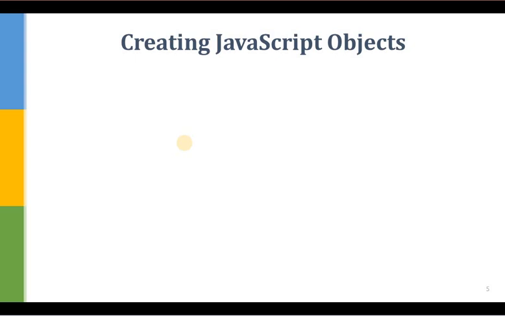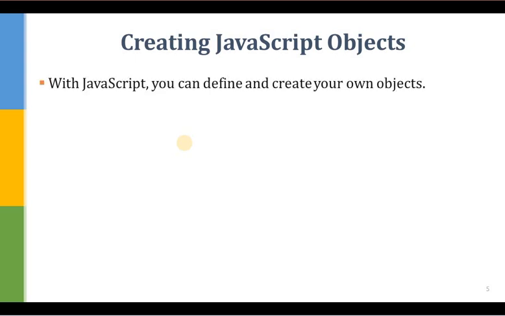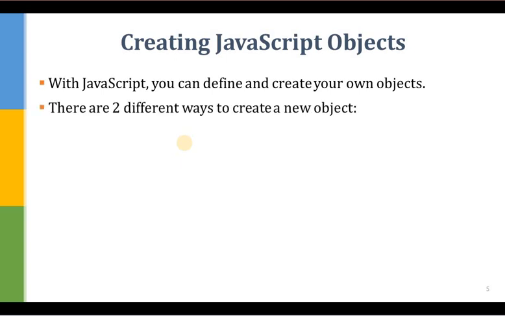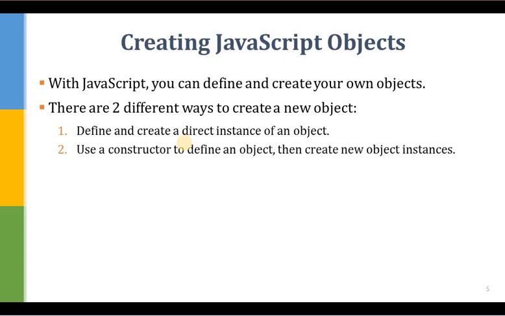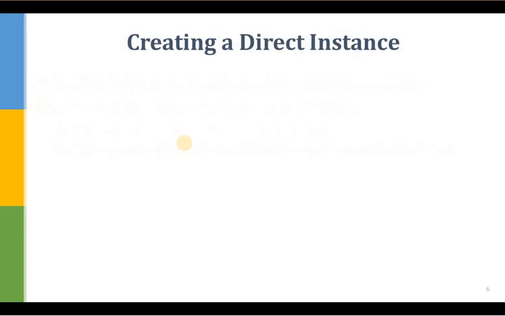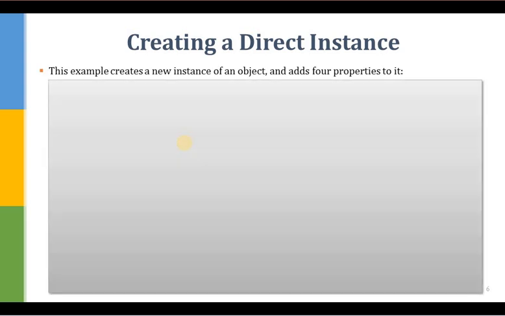Now, how to create a JavaScript object. You can define and create your own object. There are basically two ways to create a new object. The first one is to define and create a direct instance of an object. Otherwise, you can use a constructor to define an object and then create a new object. So let's see the first method, that is creating a direct instance.